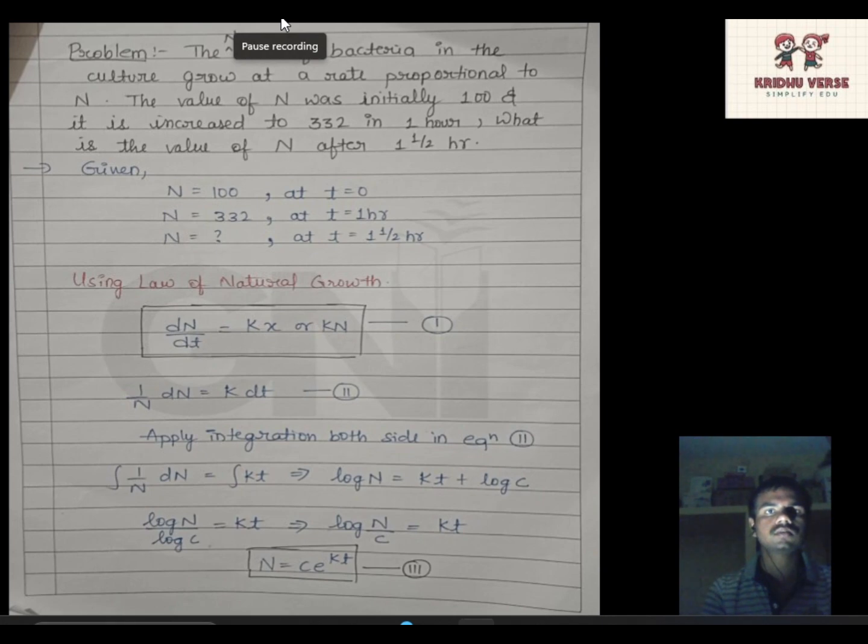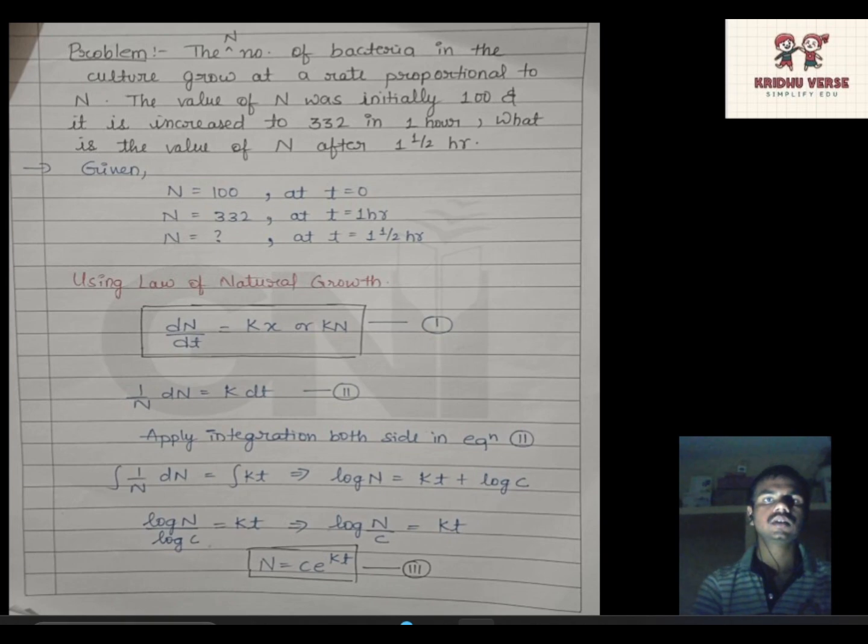Consider the first problem based on the law of natural growth and decay. The problem specifies that the number n of bacteria in the culture grows at a rate proportional to n. It means the normal statement of the law of growth and decay is given.